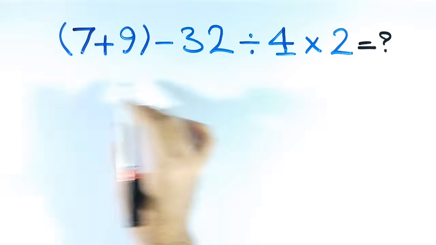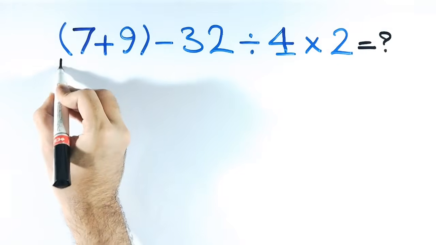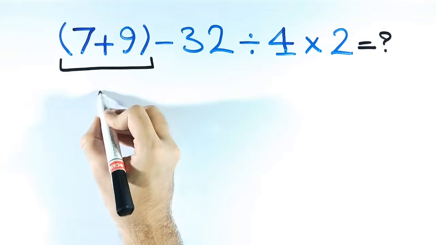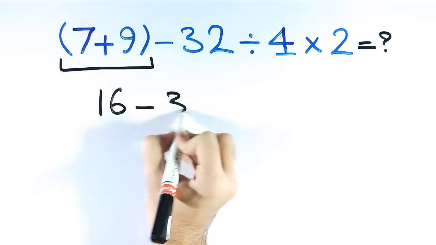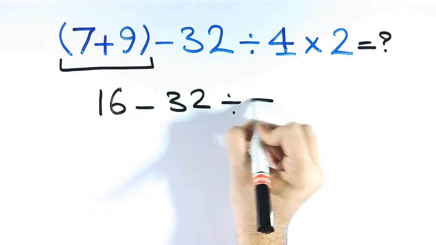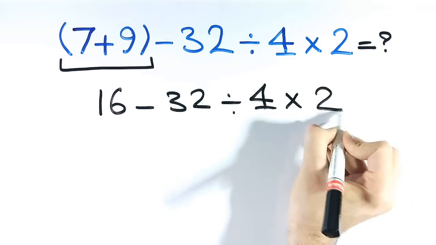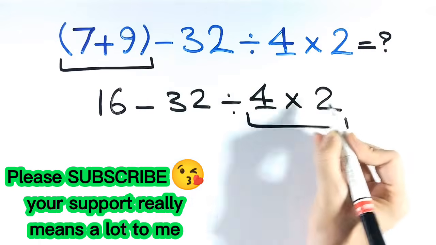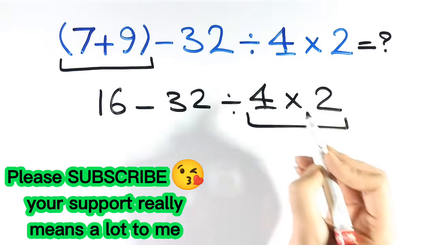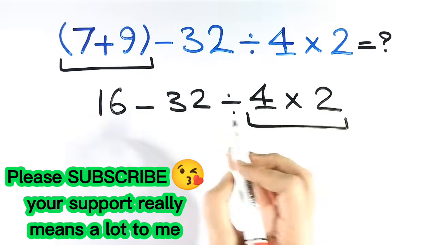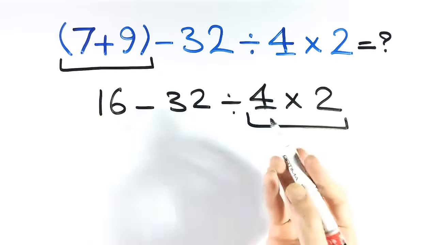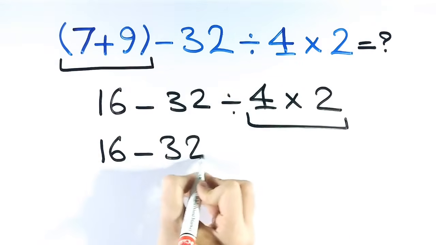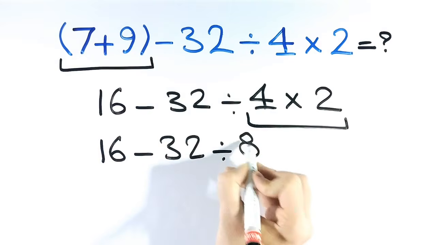Also, some other people, when solving this question, again go straight to the expression inside the parentheses, and instead of this expression, they write 16 minus 32 divided by 4 multiplied by 2. And the next step, they go for the multiplication between 4 and 2 because they think multiplication has a higher priority than division. So, they rewrite this equation as 16 minus 32 divided by 8.